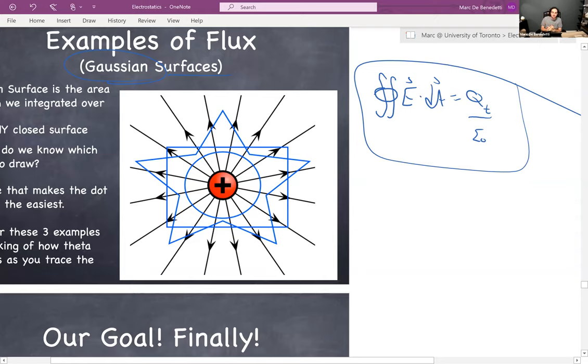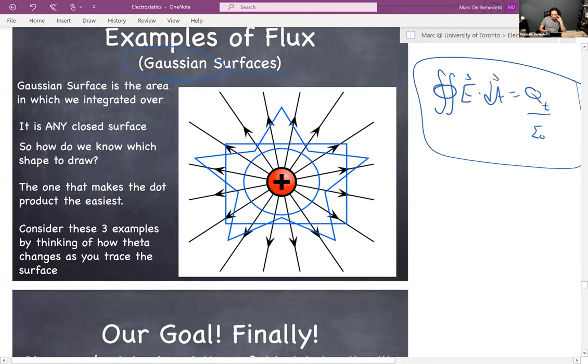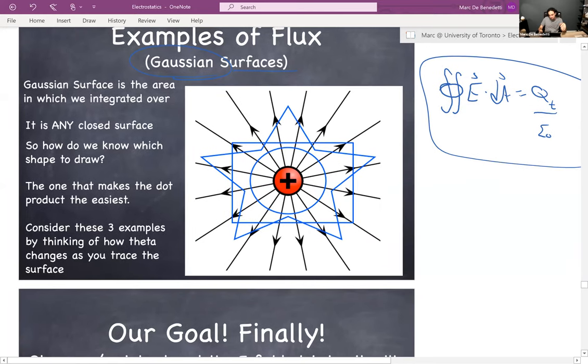Nowhere in the statement of Gauss's law does it say you must use a certain shape. That's brilliant. Let's see why the answer will always turn out to be the same, regardless of the shape, because I think that is just downright fascinating. You're probably scoffing right now, but anyway, let's see why that's true. Any closed surface. How do we know what surface to draw? Let's pick a star, for instance, just for fun.